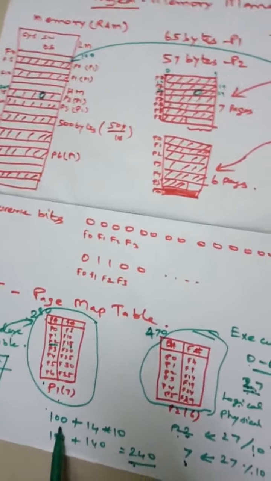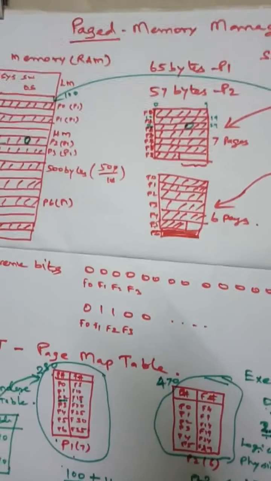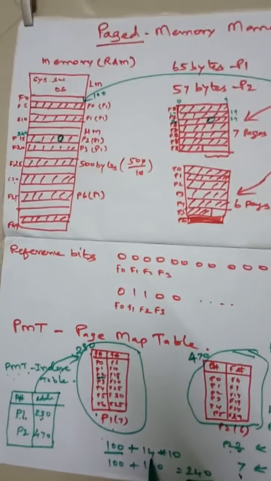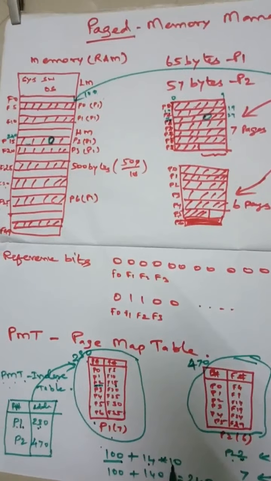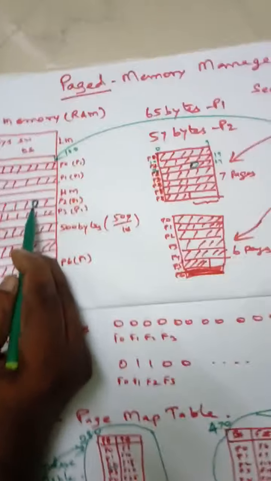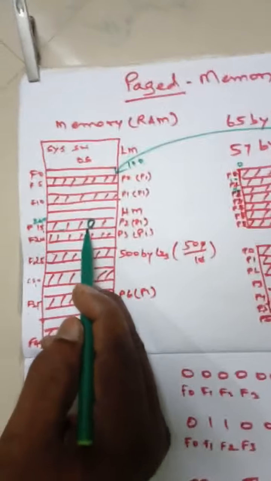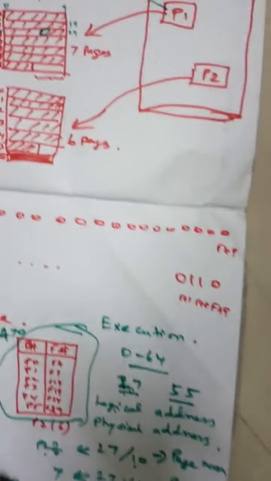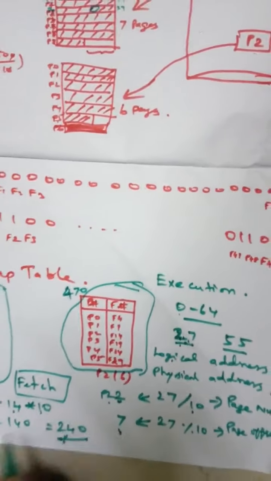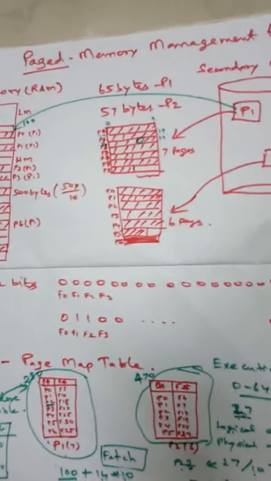For frame 15, the entire user memory area starts at 100. So frame 15 starts at the location of the end of frame 14. Frame 14's size is 110, so totally 100 plus 140, at the location of 240, frame 15 starts. So here, in the 7th location, the instruction is available. This is going to be fetched, decoded, and executed.